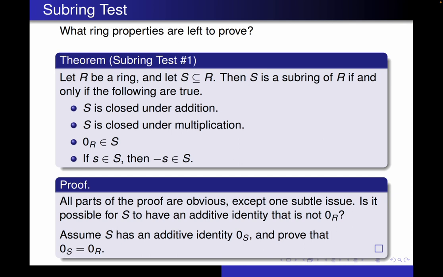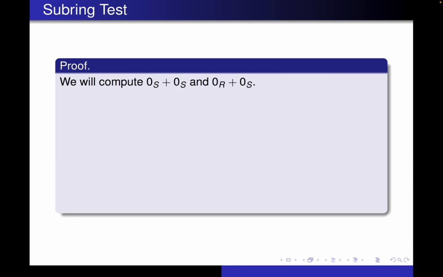So suppose that S has some additive identity 0S, and we're going to prove that 0S is equal to 0R. Once we do that, the whole theorem sort of falls into place. In order to do that, we're going to do some computations that should be a little bit familiar from some other computations that we did when we started looking at rings. We're going to compute 0S plus 0S, and we're going to compute 0R plus 0S as well.